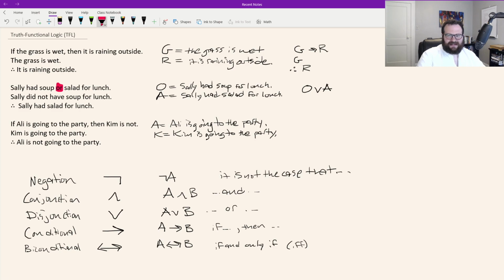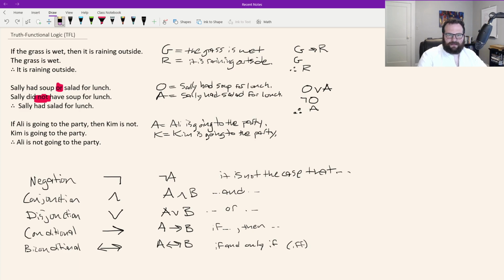Premise 2 is not just a sentence letter. We have the word "not" here. So we're going to say not O. The conclusion then is just going to be A. Right? We have no connective here at all. Okay, so O or A, it's not the case that O, therefore it has to be the case that A. Once again, this is a valid elementary argument form. Call this disjunctive syllogism. You'll learn more about that soon.